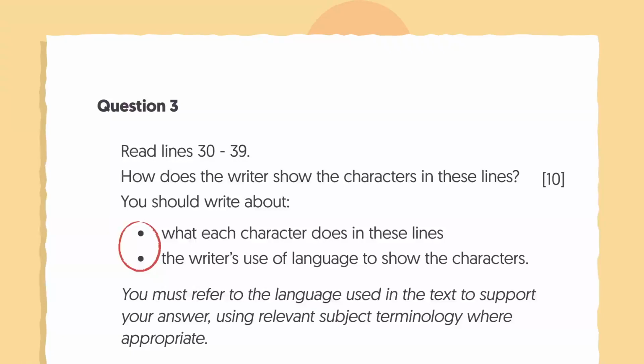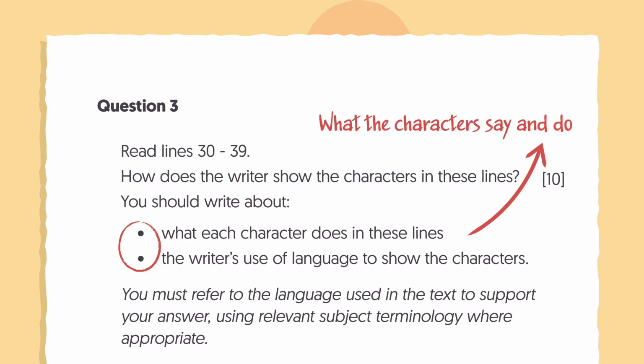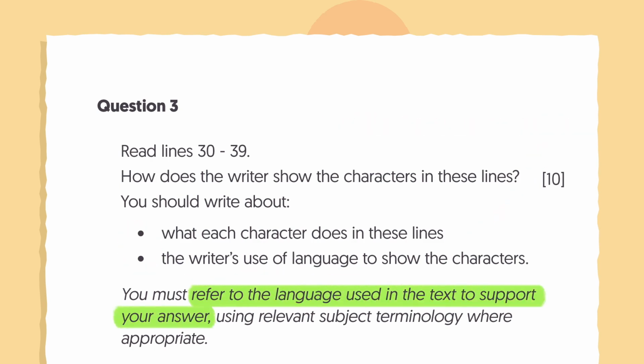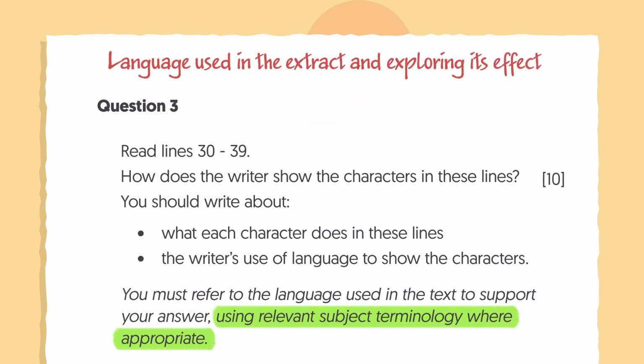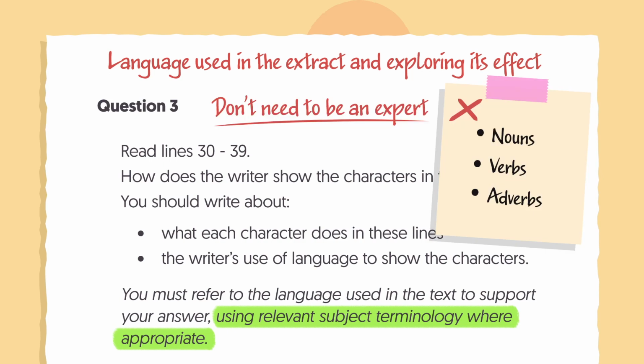Also, to help guide your response even more, you might be given bullet points. If you are, they'll ask you to consider what the characters say and do in these lines, and how the writer uses language and structure in relation to the focus of the question. The question will also remind you that you need to refer to the text to support your answer, meaning that you need to include quotations from the text, and that you should use relevant subject terminology where appropriate. Remember, this refers to your comments on language used in the extract and exploring its effect. It doesn't mean you need to become an expert at identifying things like nouns, verbs, and adverbs.